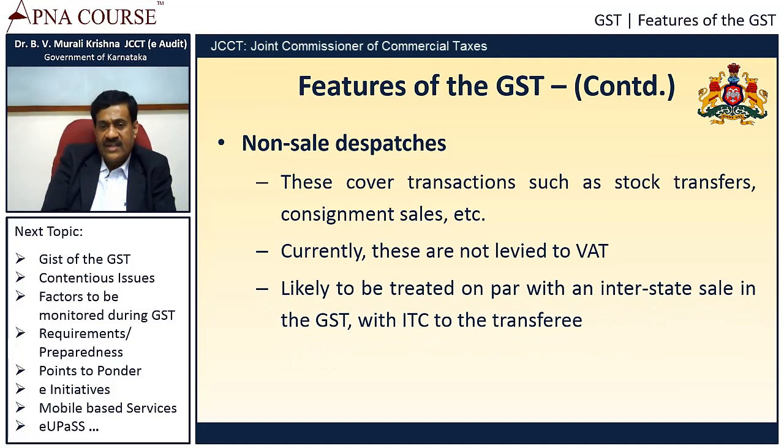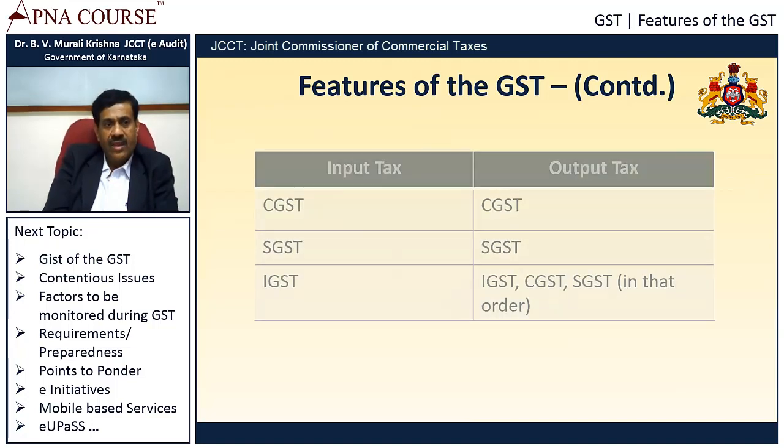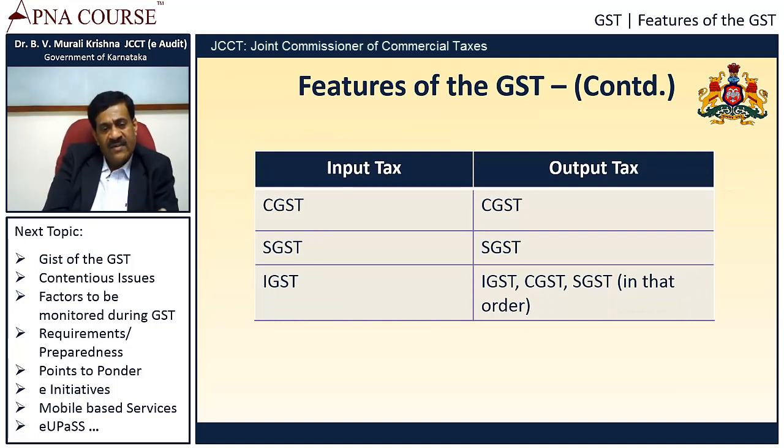It is to be treated on par with interstate sale in GST, with ITC to the transferee. So any receiving state or receiving person who has paid the IGST on such non-sale dispatches has the ITC credit mechanism available. The only prerequisite for all this ITC credit mechanism is that the dealer should upload electronic data, that is, stock transfer details, interstate sale details or consignment sale details. Once he uploads them, the taxes collected on those invoices will be matched electronically with ITC, and the credit mechanism will flow.